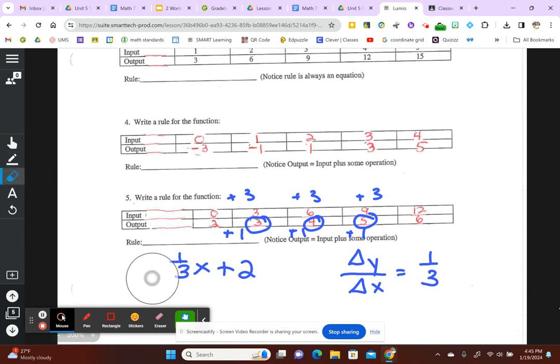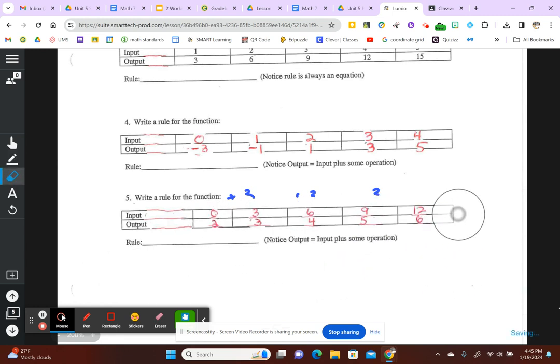Okay, so the way we find the rule is we first find the change of y over the change in x. That becomes our multiplier. And then we plug in our multiplier and we figure out what we have to add or subtract for the rule to work.